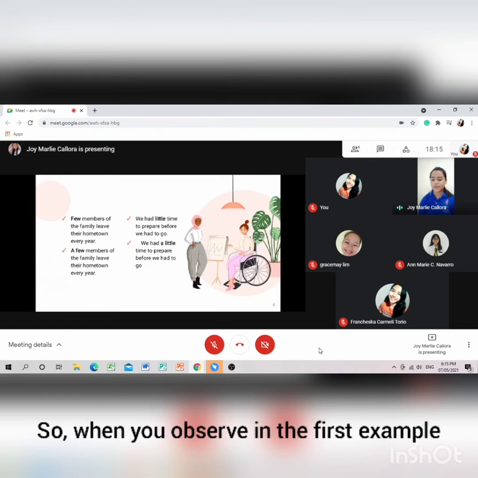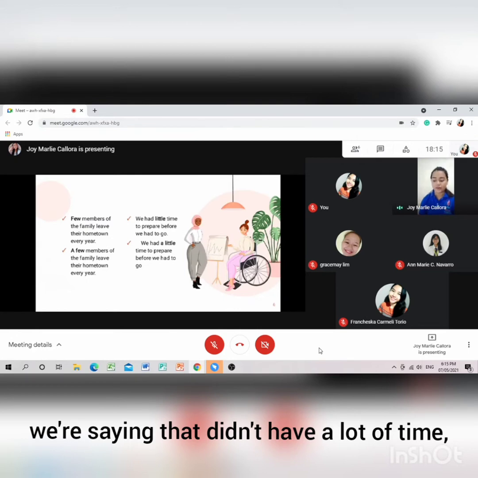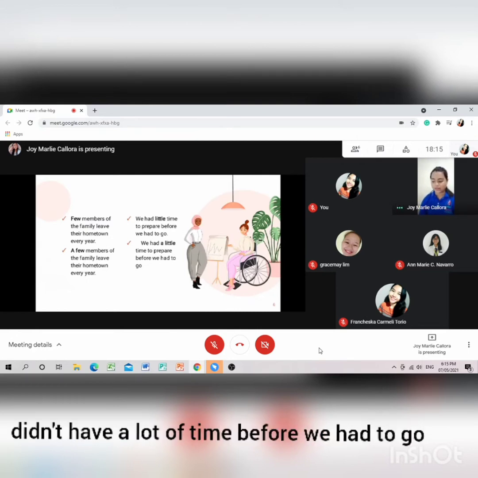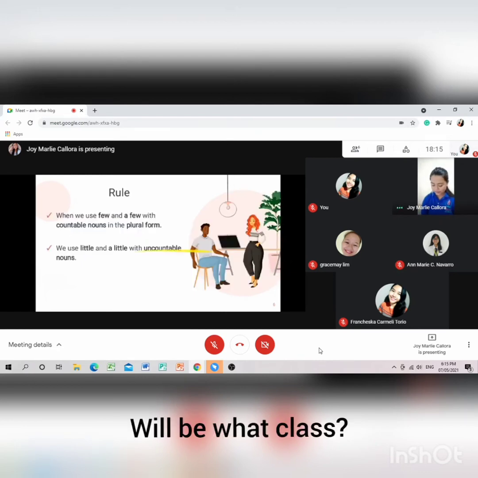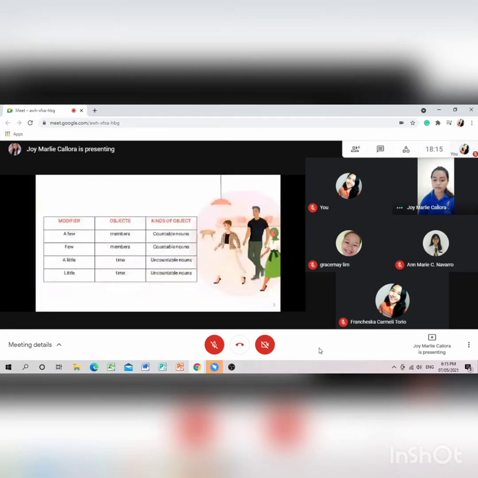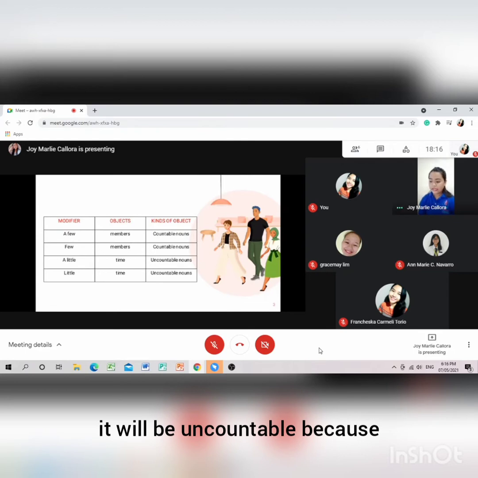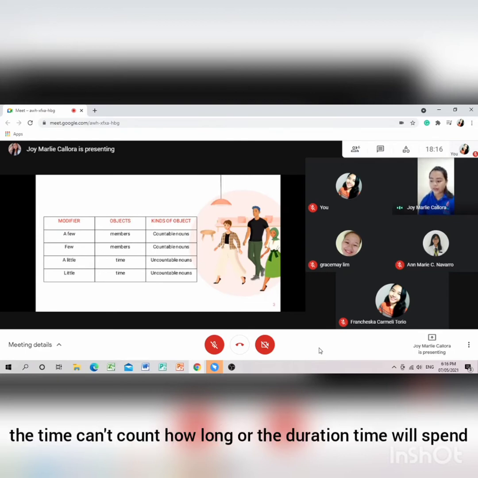So, when you observe the first example, we're saying that we didn't have a lot of time before we had to go. So, the kind of object will be what, class? Uncountable nouns, po. Yes, very good, Miss Navarro. It will be uncountable because you can't count how long the duration of time will be spent.